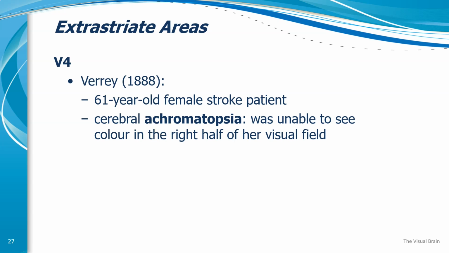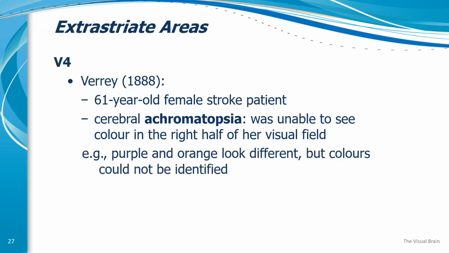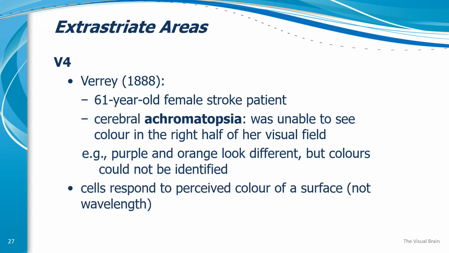Now, because her stroke didn't affect both hemispheres, she was just unable to see color in the right half of her visual field. Otherwise, she could differentiate between things like purple and orange. They just looked different, but she couldn't say, oh, that's the color purple, and that's the color orange. Kind of a bizarre thing. The cells are believed to respond to the perceived color of a surface, not wavelength.